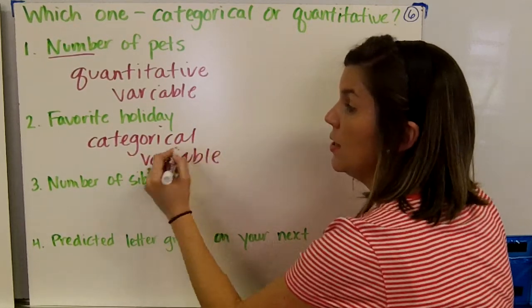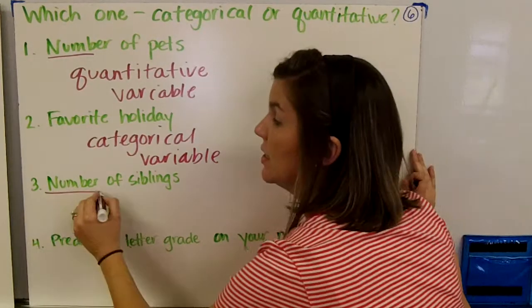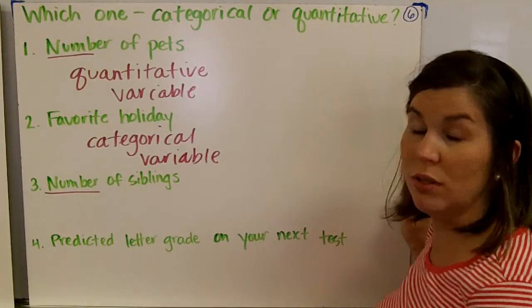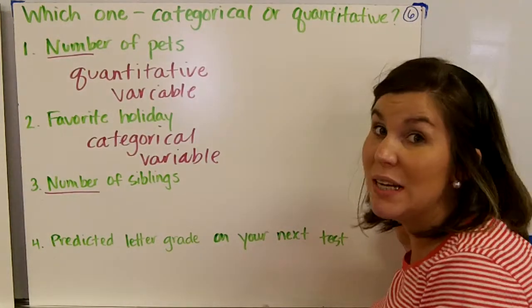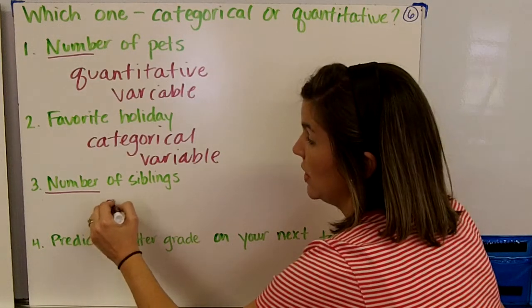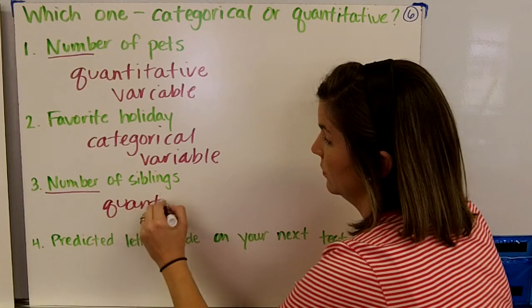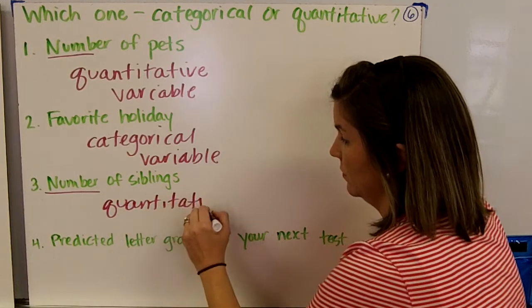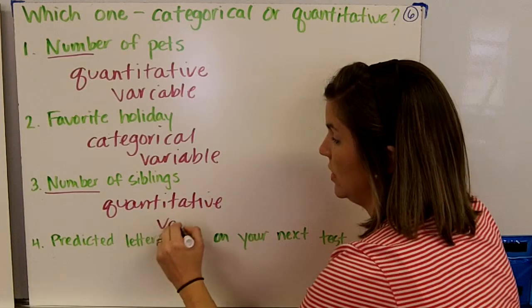Number 3, the number of siblings. Again, you see the number. Maybe you have 2 siblings, maybe you have no siblings, maybe you have 10 siblings. So this would be quantitative. A quantitative variable.